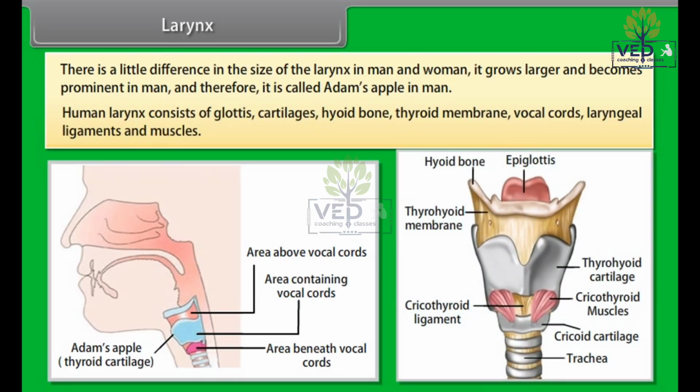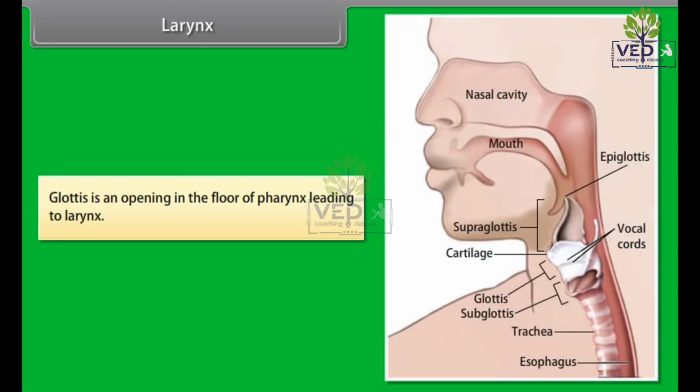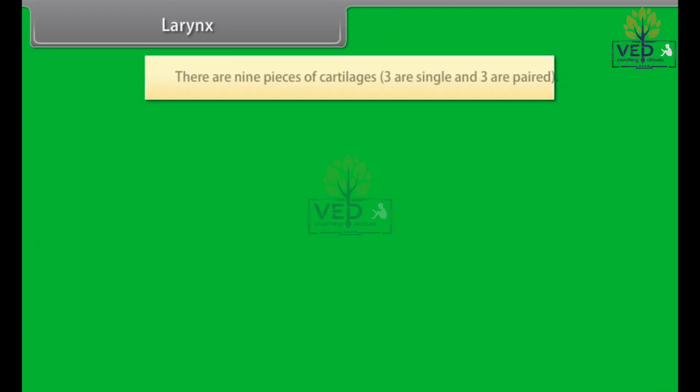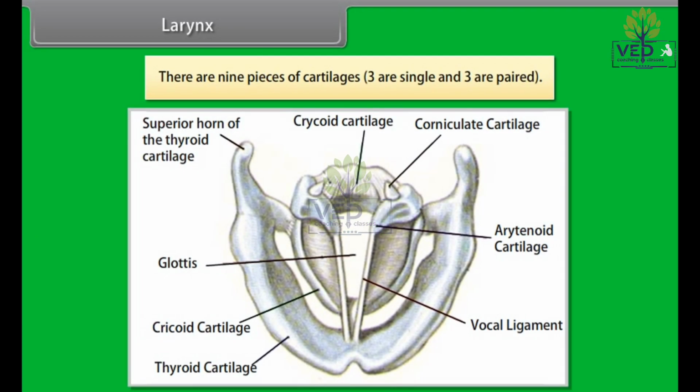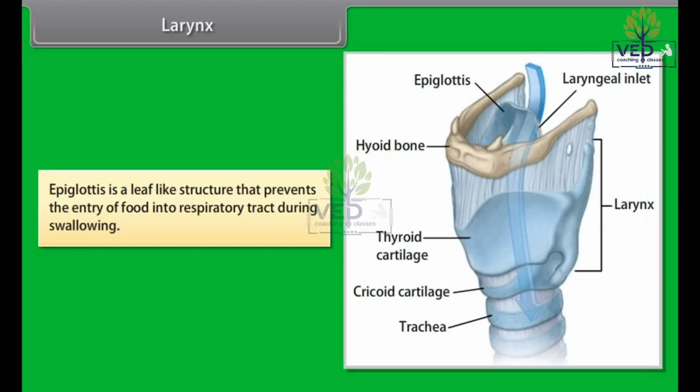Human larynx consists of glottis, cartilages, hyoid bone, thyroid membrane, vocal cords, laryngeal ligaments and muscles. Glottis is an opening in the floor of pharynx leading to larynx. There are 9 pieces of cartilages, 3 are single and 3 are paired. Epiglottis is a leaf-like structure that prevents the entry of food into the respiratory tract during swallowing.